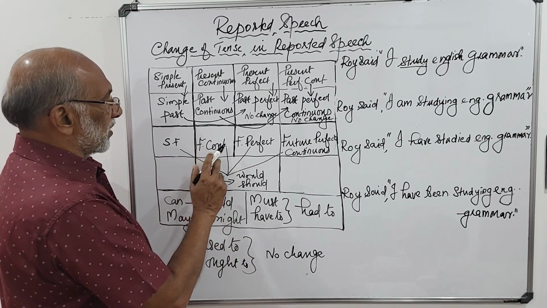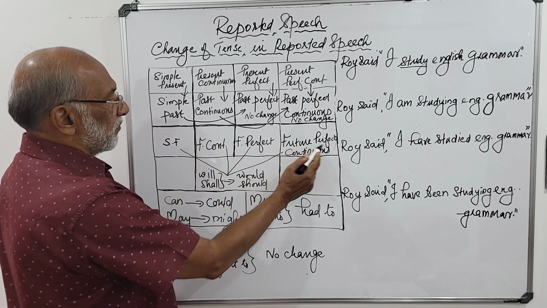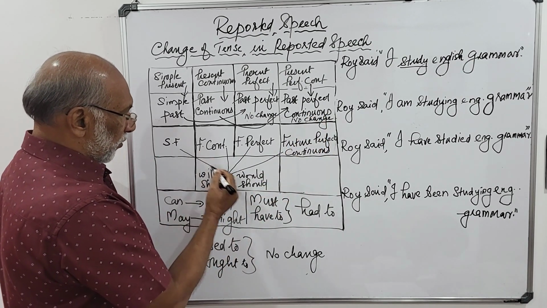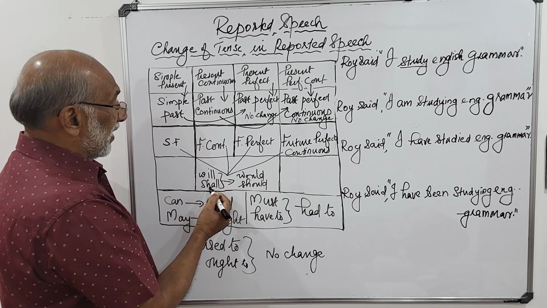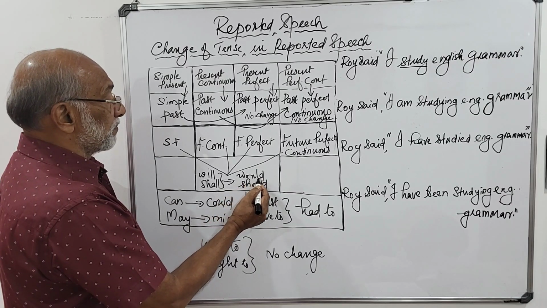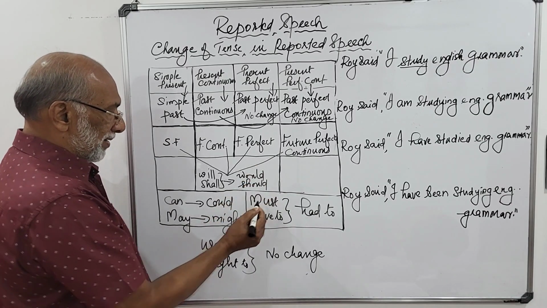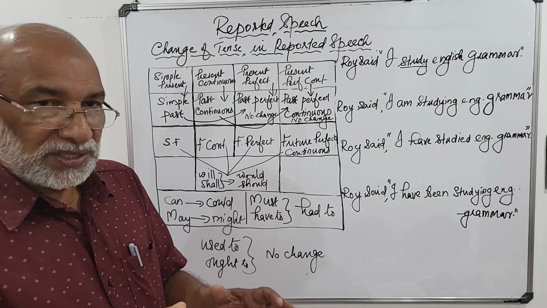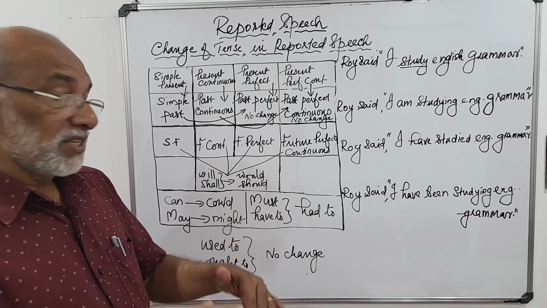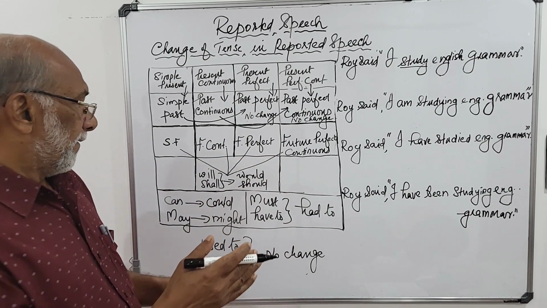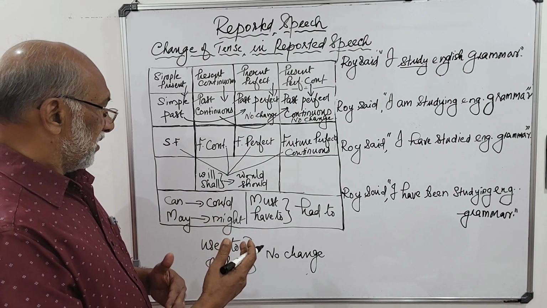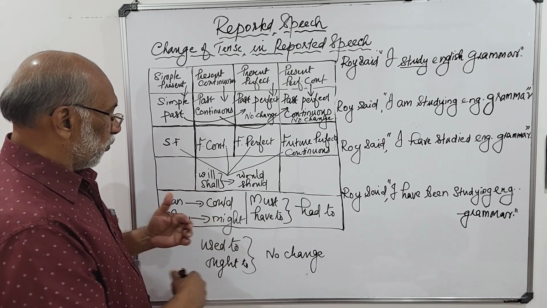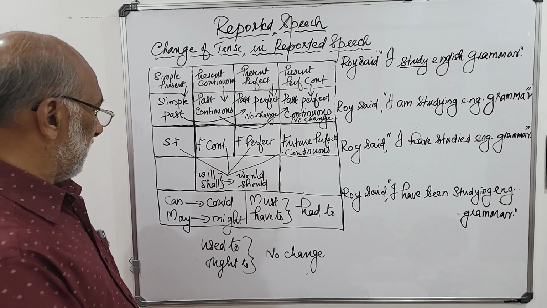Simple future, future continuous, future perfect continuous. They all come to the same point. Will and shall of the future tense become would and should. Connected to this, I would like to bring to your notice a few other words and the changes that take place when you use them in the reported speech.